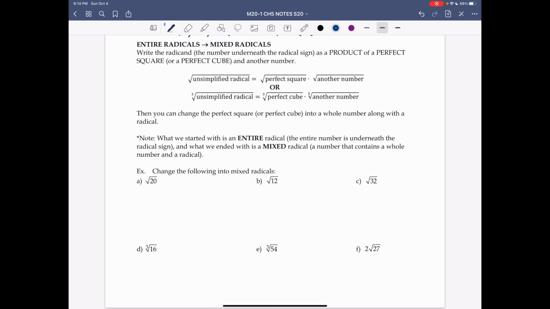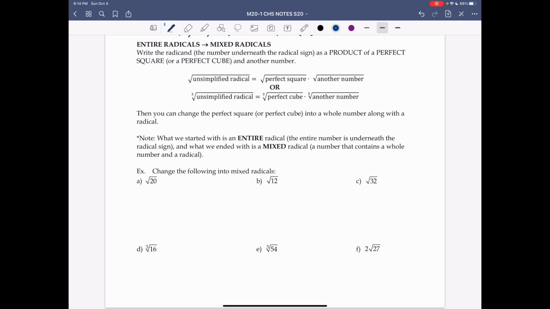Then you can change the perfect square or perfect cube into a whole number along with a radical. Note, what we started with is called an entire radical, meaning the entire number is under the radical sign. And what we end with is a mixed radical, a number that contains a whole number and a radical.